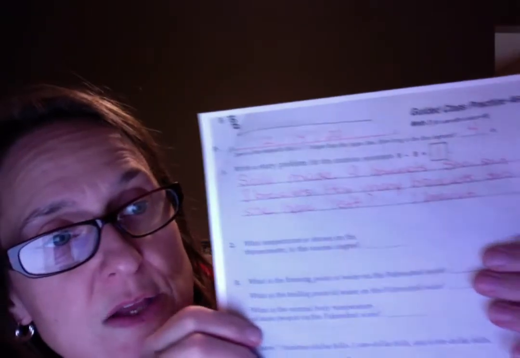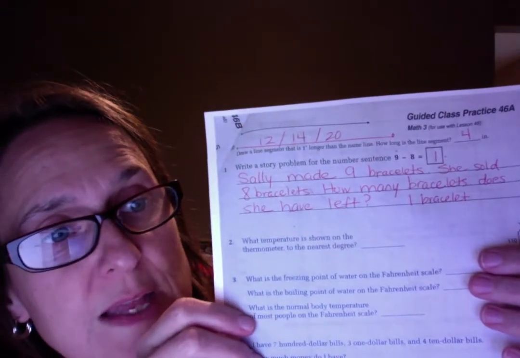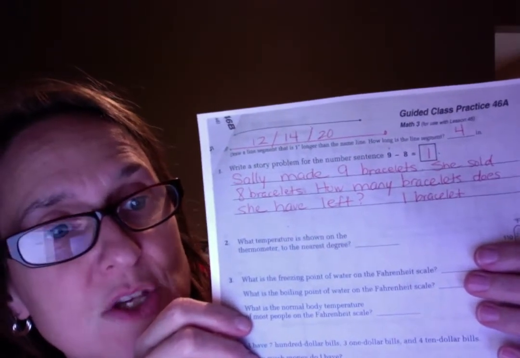And number 1 says, write a story problem for the number sentence 9 minus 8 equals 1. Remember, you need a question in your story problem. So here's my example. Sally made 9 bracelets. She sold 8 bracelets. How many bracelets does she have left? And my answer is 1 bracelet.